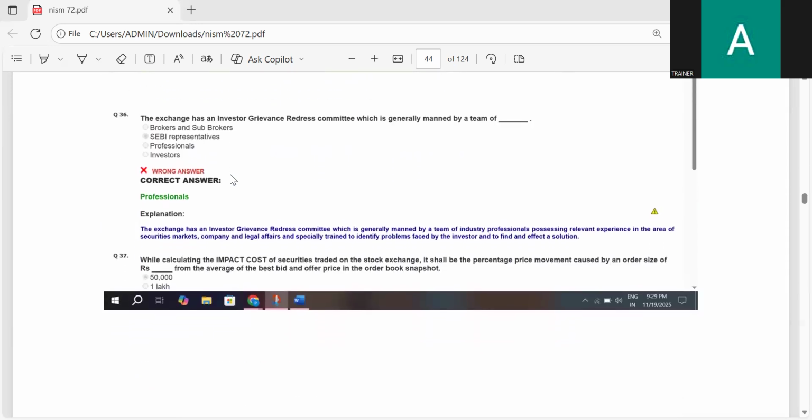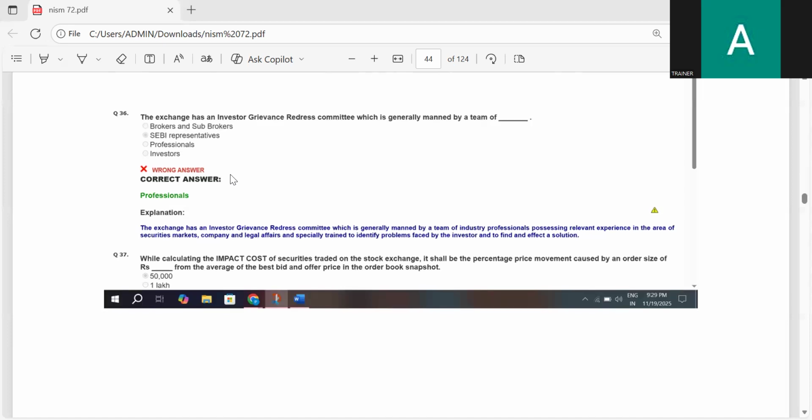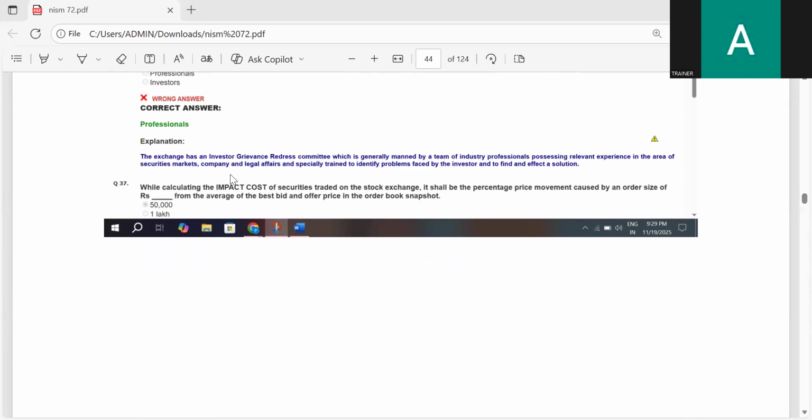The exchange has an investor grievance redress committee, which is generally manned by a team of professionals.